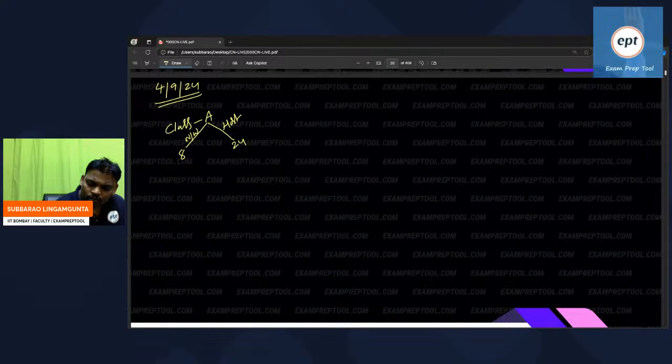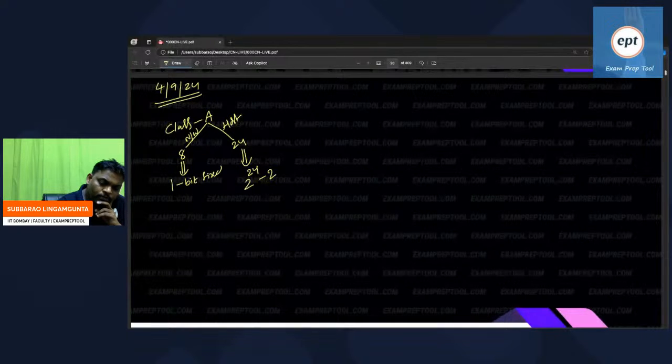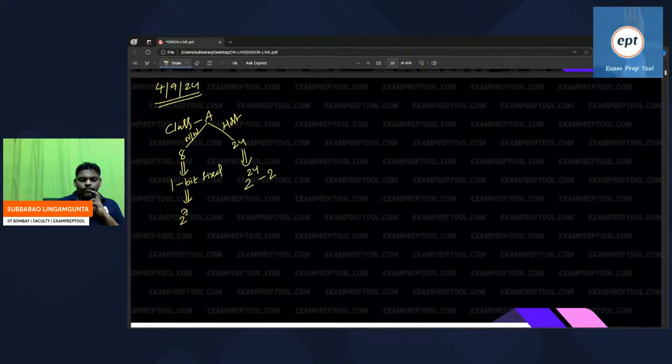Can you help with the 24 bits of host? How many hosts possible? 2 power 24 minus 2. The number of hosts possible in one class A network is 2 power 24 minus 2. Now, how many networks possible? 1 bit is fixed. So how many? I think 2 power 7.